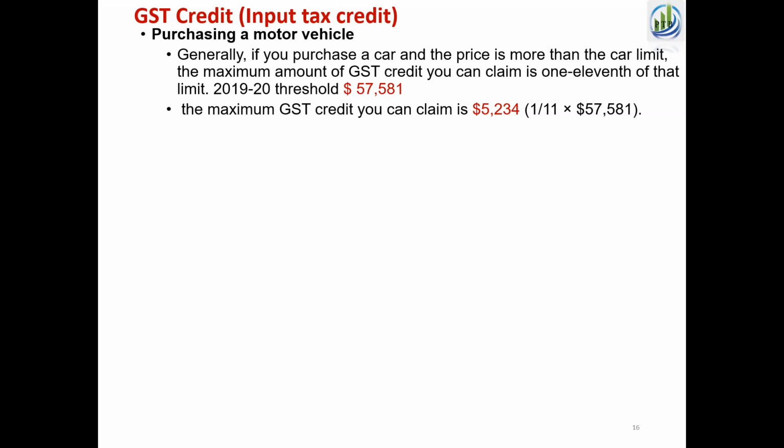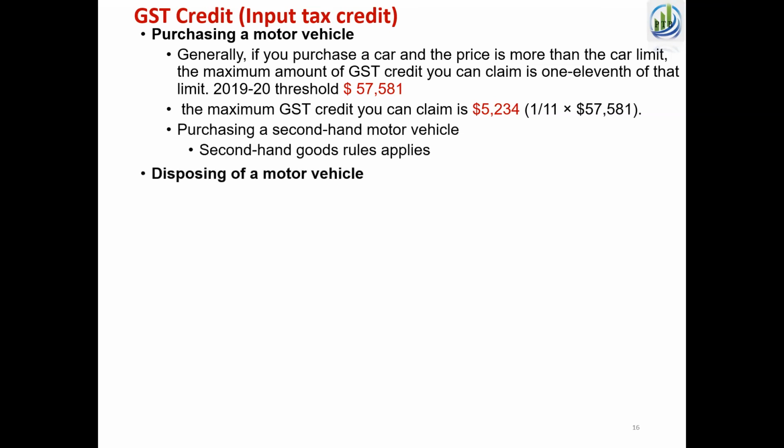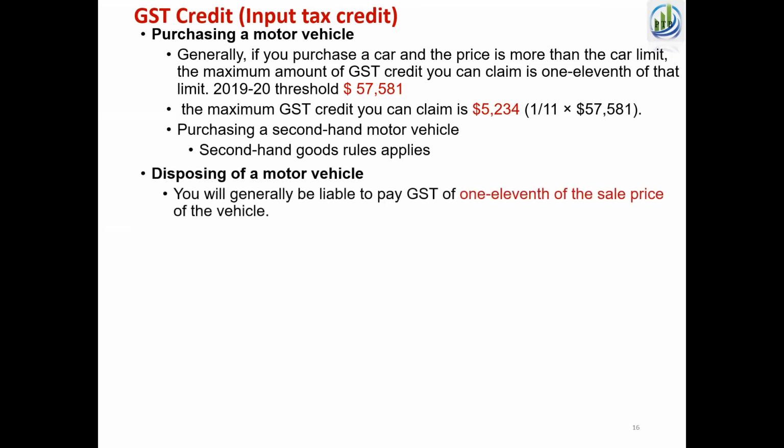This rule is applicable only to vehicles carrying fewer than 9 passengers or weighing less than 2 tons. If it is more than 2 tons, or carries more than 9 passengers, or is a business goods carrying vehicle, this rule is not applicable. For example, your client purchased a 3-ton truck for $110,000. He can claim all the $10,000. These rules are not applicable. Second-hand rules I already explained. Disposing of car assets. When you dispose of your motor vehicle or any asset, you are going to calculate the sales price divided by 11.